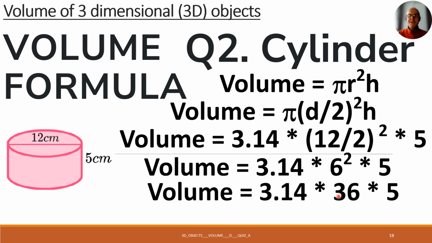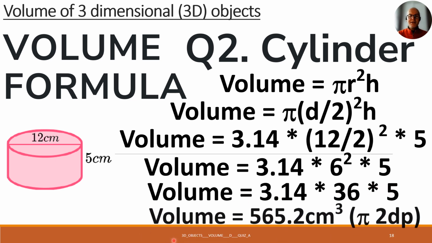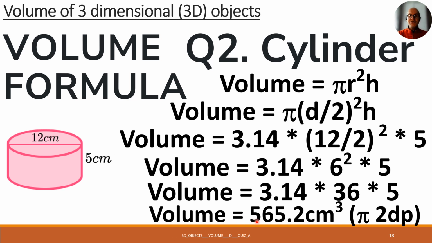3.14 times 36 times 5, which equals 565.2 centimeters cubed to 2 decimal places for pi. Remember, it's important you state how many decimal places of pi that you've used.